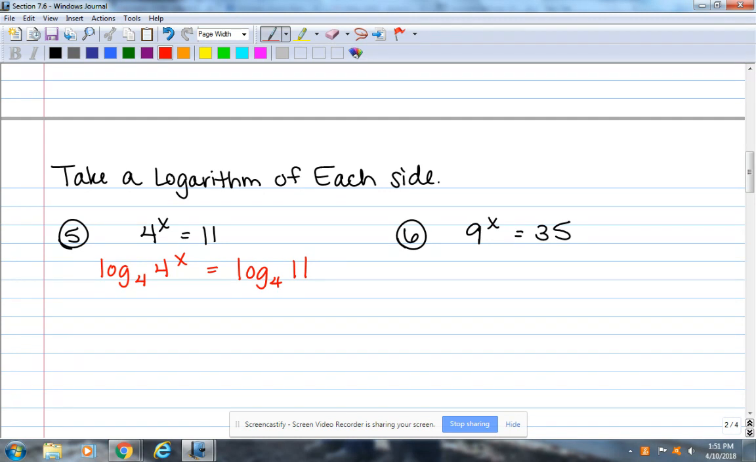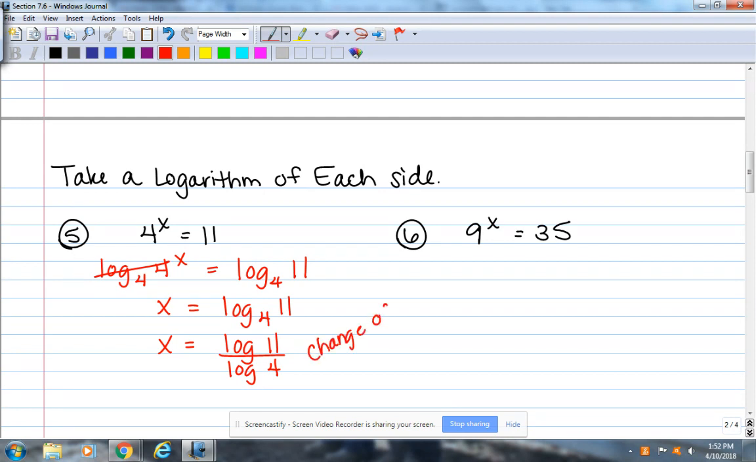Okay? So take a log of both sides. That cancels out. And that leaves me with just x. So x equals log base 4 of 11. Now, our calculator will not calculate that, will it? What base is the log in our calculator? Base 10. So to get this to where I can use base 10, I'm going to use that change of base formula we did yesterday. That's log of the big one over log of the base. Y'all remember that? Base goes on the bottom. Change of base formula.